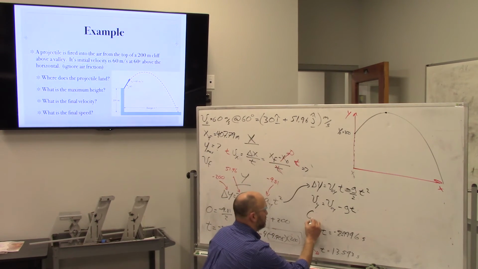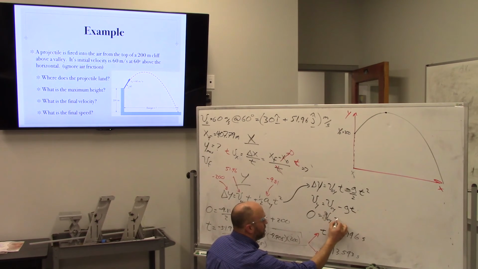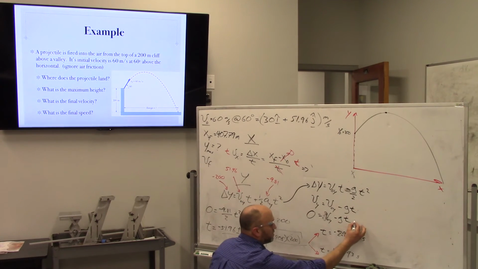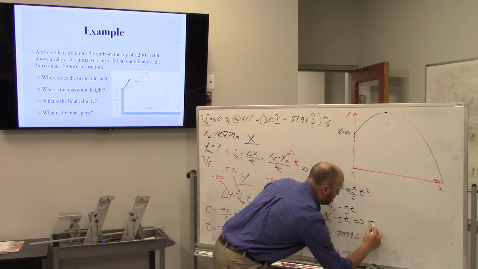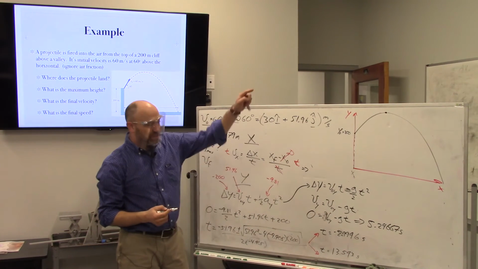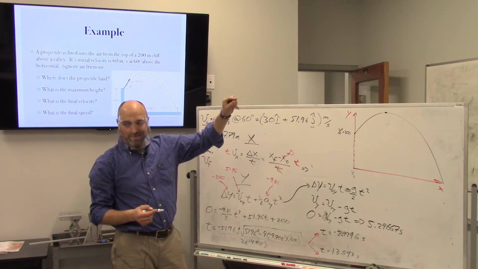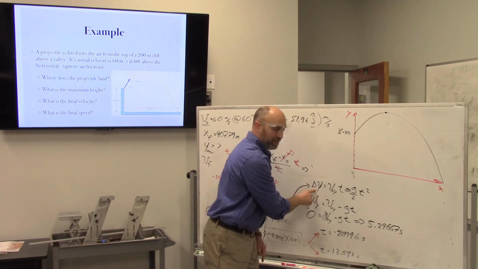So let's see, zero equals v naught y minus g times t. Do we know v naught y? Do we know g? We can get t out of that, right? How much time does it take to get to the top? 5.2. That's how much time it takes to get to the top. Does that tell us the top position? How are we going to get that? Yeah. Now we take this time, plug it back in there, and that'll tell us the position at the top.